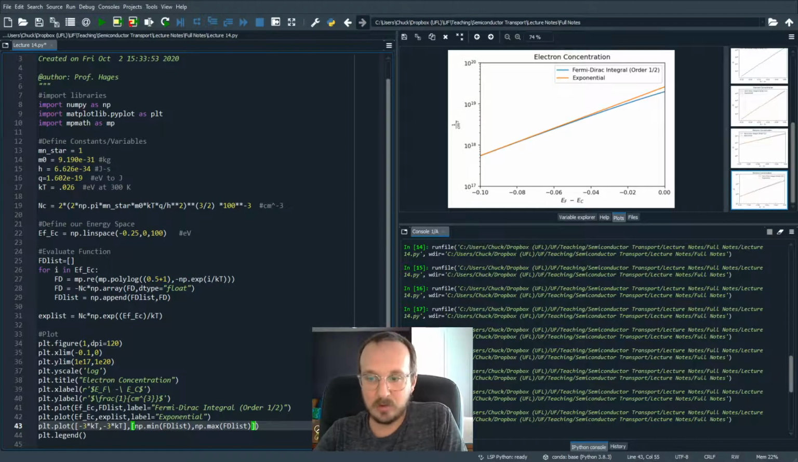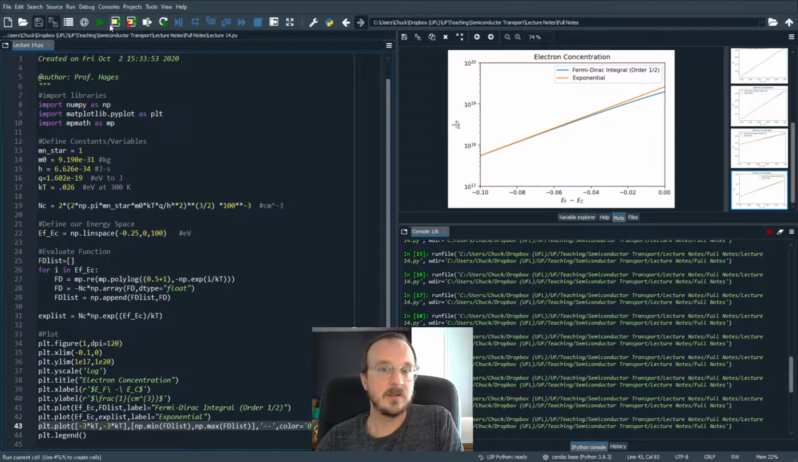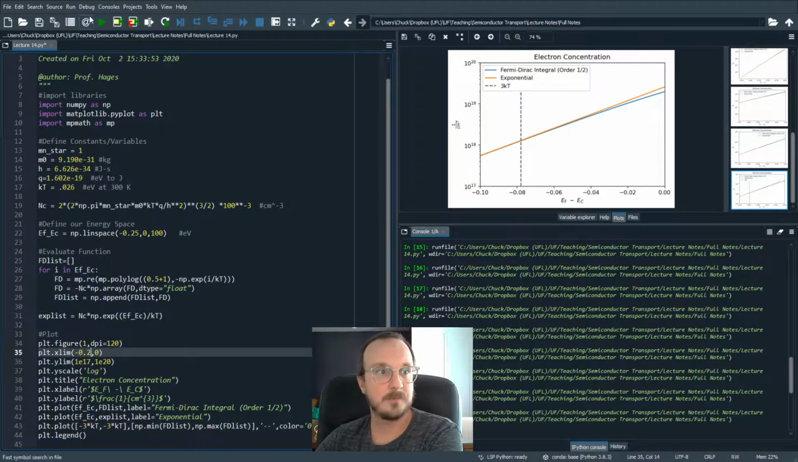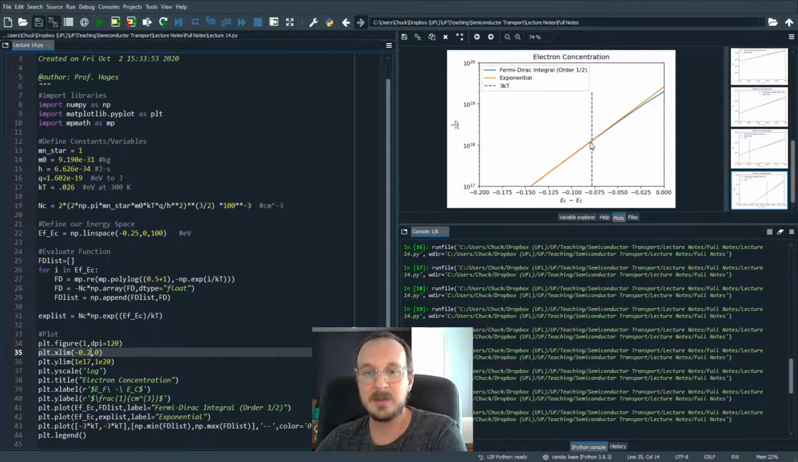Let's distinguish this plot a little bit. We're going to make it dashed. So we'll do a double dash line in the little quote marks, and we'll make it gray. So we'll say color equals 0.3. These are different shades of gray depending on the value. And we'll label this as 3kT. So let's add this to the plot. And now you can see this is 3kT, about 0.078, I believe. And this is essentially where you start to, let's bring the plot down a little more. And you can see below 3kT, the exponential is basically the exact same as Fermi-Dirac.